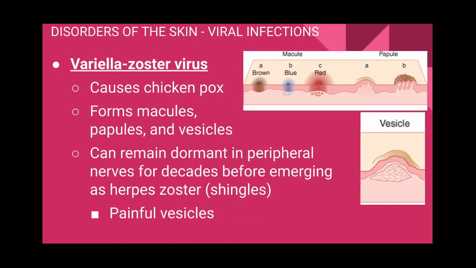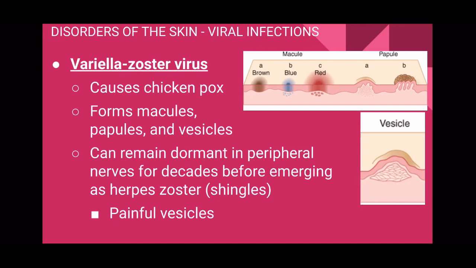The next viral infection is Varicella Zoster virus, which we have talked about before. This causes chickenpox in people who are unvaccinated, and it causes macules, which are small flat spots on the skin, papules, which are small elevated areas on the skin, and vesicles, which are small fluid-filled sacs like blisters, to form on the skin.